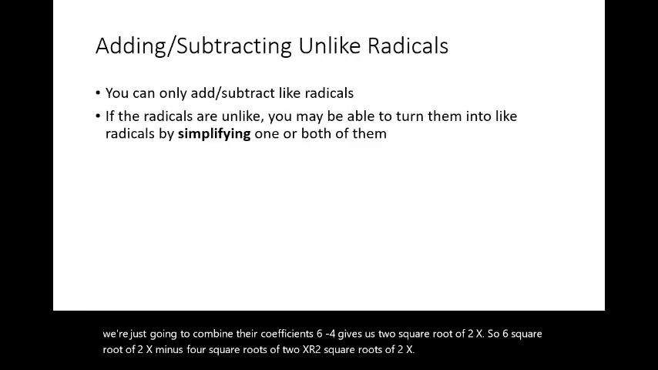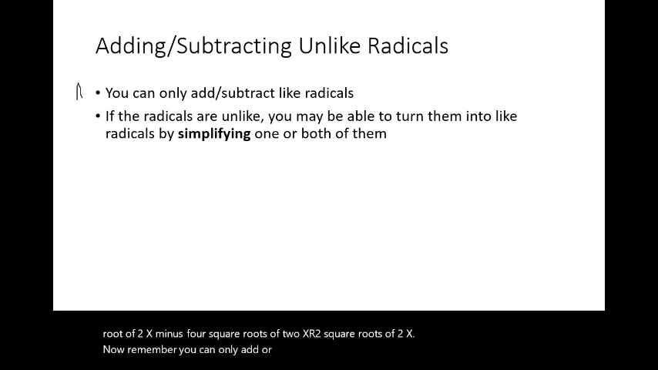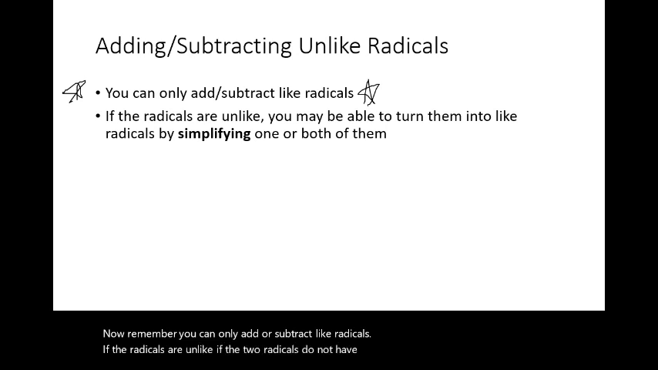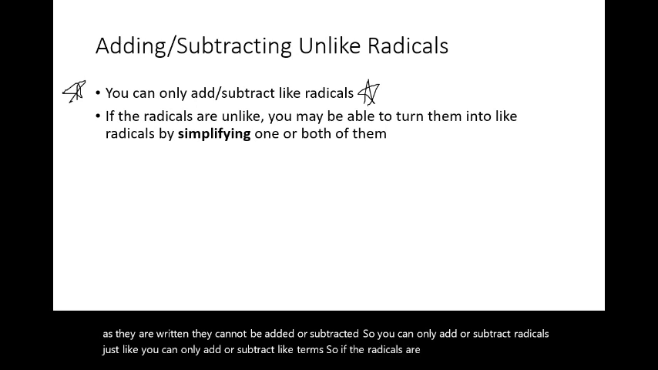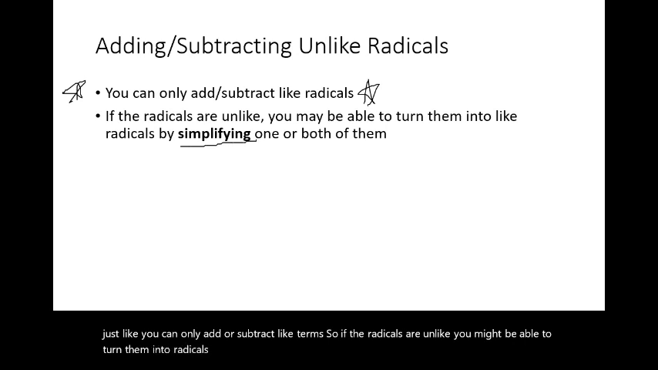Now remember, you can only add or subtract like radicals. If the radicals are unlike, if the two radicals do not have the exact same thing underneath them, as they are written, they cannot be added or subtracted. So you can only add or subtract like radicals, just like you can only add or subtract like terms. So if the radicals are unlike, you might be able to turn them into like radicals by simplifying one or both of them. And this process is going to involve simplifying radicals like we covered in the last video.